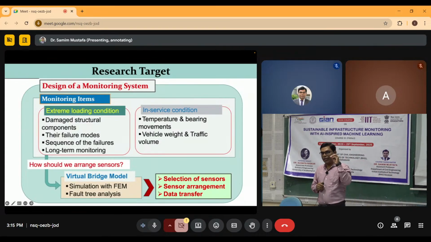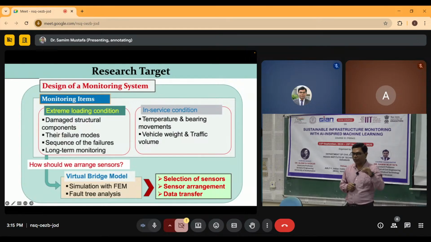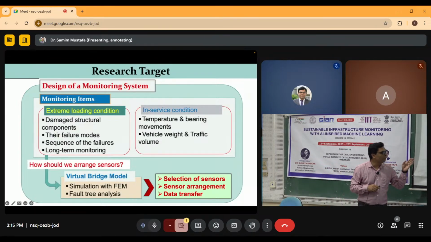Then you can identify the hotspot, meaning where there will be possible damage and what will be the progress of failure. That process is called fault tree analysis. Fault tree means how the parts of various structures, or a particular structure, are failing one by one, one after another. So that can be done: simulation with FEM and fault tree analysis.